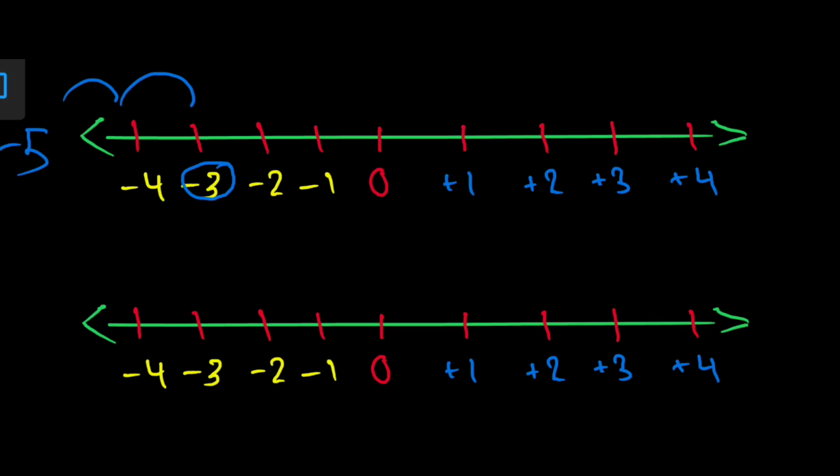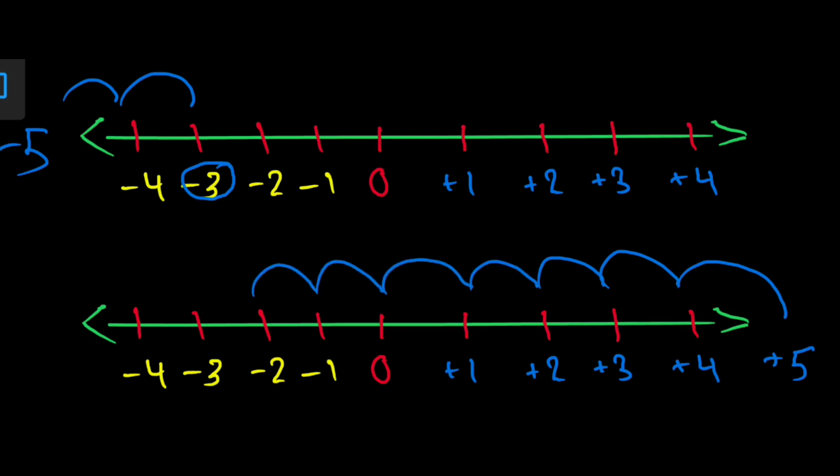Let's see another example. Positive 5 plus negative 7. We start at positive 5 and move 7 towards the left. 1, 2, 3, 4, 5, 6, 7. This lands us at negative 2. And that's how you add integers.